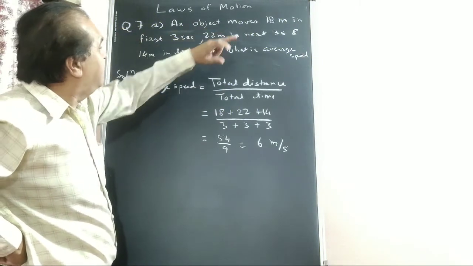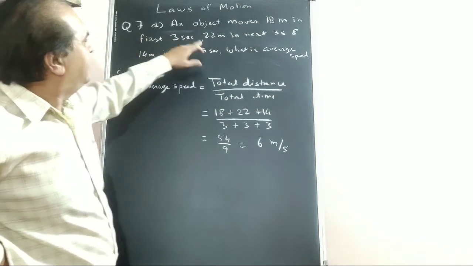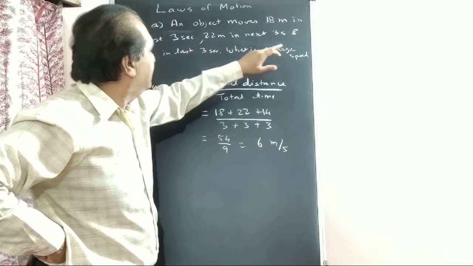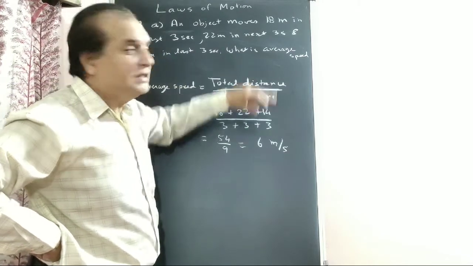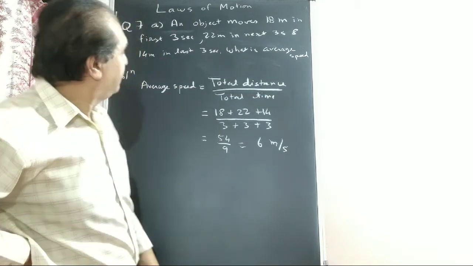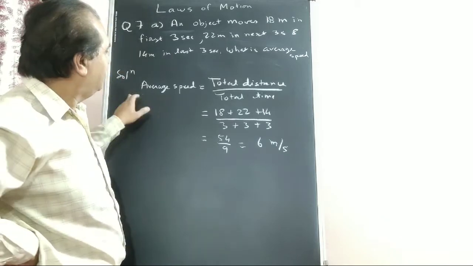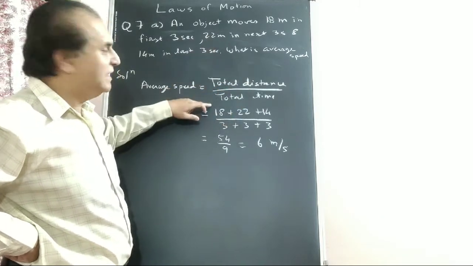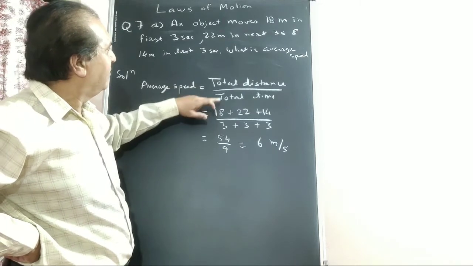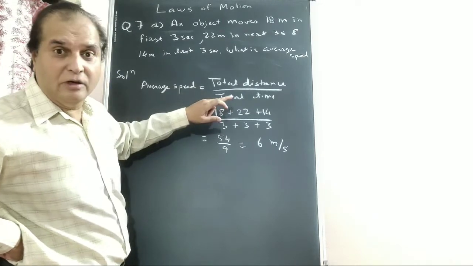An object moves 18 meter in the first 3 seconds, 22 meter in the next 3 seconds, and 14 meter in the last 3 seconds. What is the average speed? The average speed formula is total distance upon total time. First 18 meter in 3 seconds, then 22 meter. You have to add.